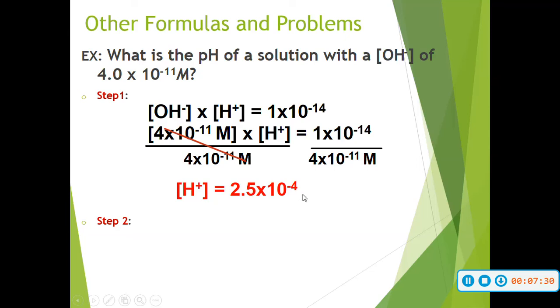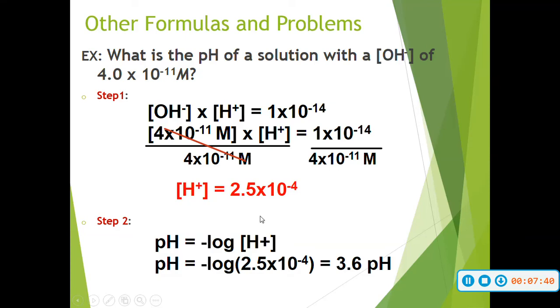Okay, so now that we have a hydrogen ion concentration, we can simply plug this into our negative log formula, which will give us the pH we are looking for. Okay, so the negative log of 2.5 times 10 to the negative 4 equals 3.6 pH.